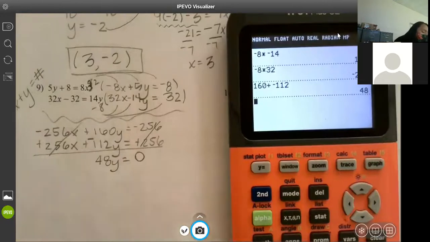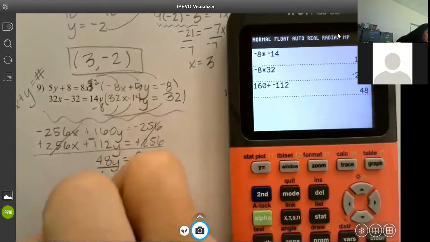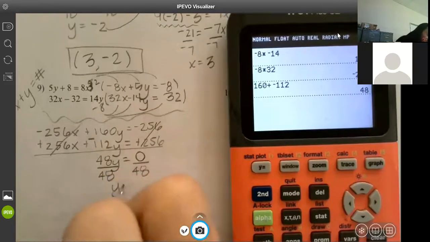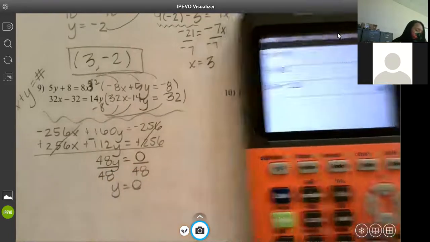So then we want to get y by itself. Since we're multiplying those two, we're going to divide by 48. And we just get that y is 0.